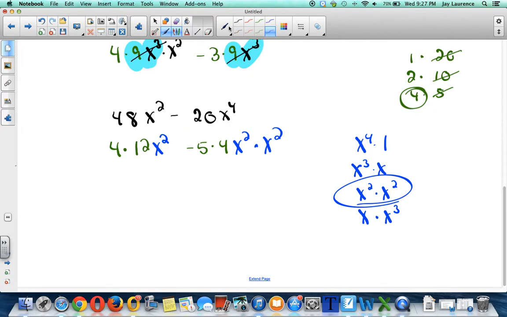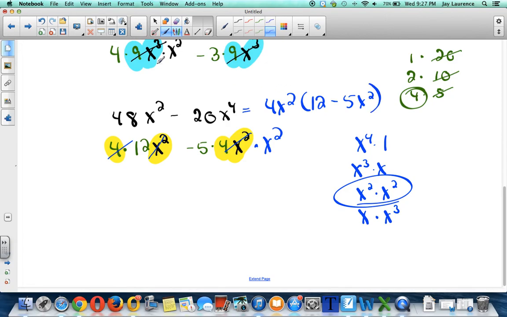All right, so now I'm going to go and highlight my common factors. So let's see, I have a 4 and a 4. I have an x squared and an x squared. So I'm going to factor out a 4x squared. That is my GCF. If I factor out a 4x squared, I'm left with a 12. And then negative 5 times x squared. Well, that would be a negative 5x squared.